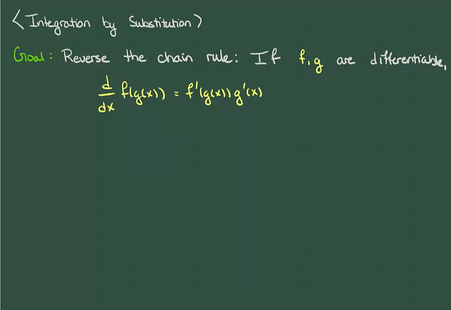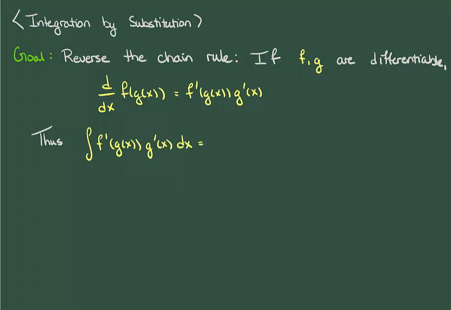Our integration tools will come from reversing the rules that we learned in differentiation. This tool, called integration by substitution, or sometimes U-substitution, is done by reversing the chain rule. Now I've written the chain rule below so that we can see it easily.